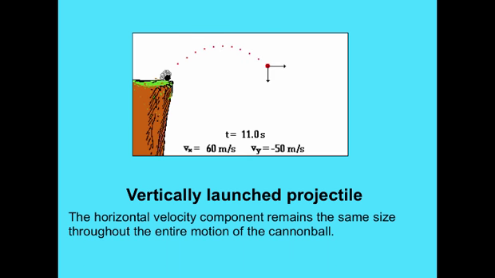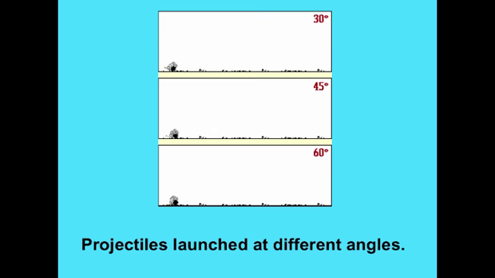Now, an interesting phenomenon occurs when you launch it at an angle. Notice how the horizontal component doesn't change. The vertical component does change. It's constantly getting smaller. It starts out at 60 meters per second. It gets smaller and smaller until it reaches 0. Then on the way down, it starts getting bigger, but it gets bigger in the negative direction. So now if you're a football player and you want to kick off the ball as far as you can, which angle would you choose?